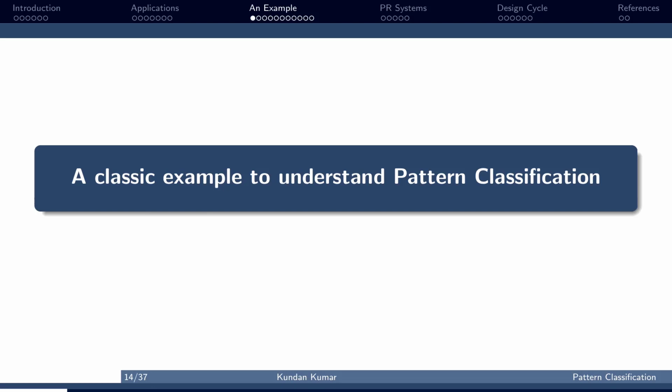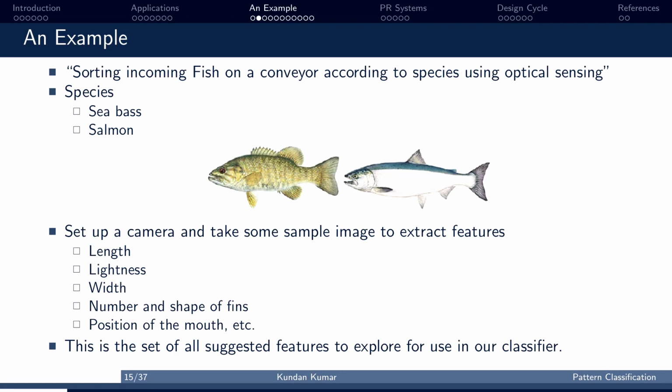Now let us see a classic example to understand the pattern classification problem. We will use this problem to discuss the other models. So suppose we have an application of sorting incoming fish on a conveyor belt. Suppose somewhere in the fishing area, our objective is to categorize two types of fish, and that fish will come on the conveyor belt where the camera is mounted.